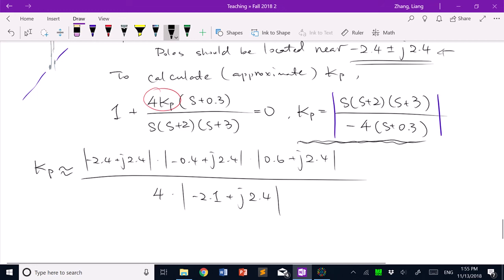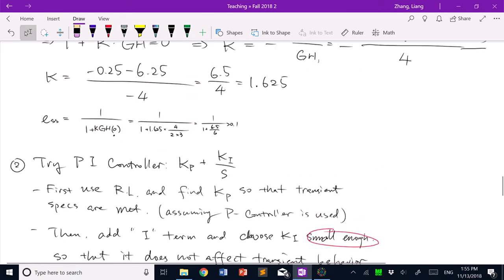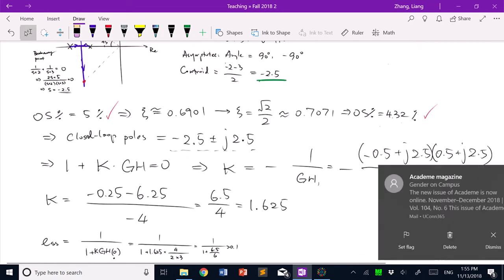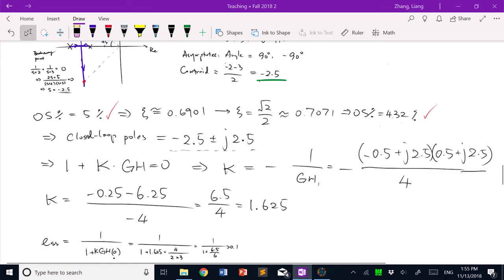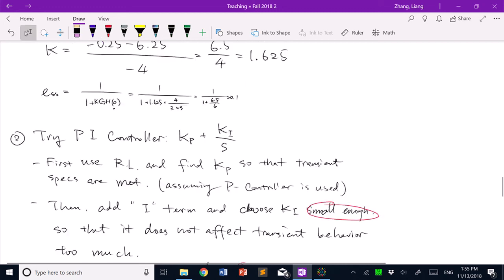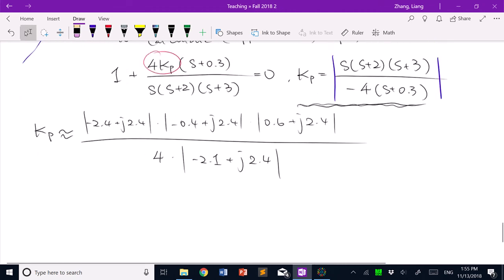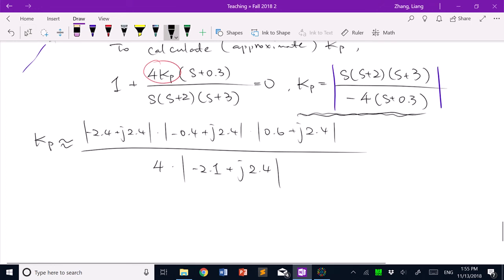But again, if you have the precise location of the poles when you plug this in, Kp will be positive, like the one we did in the P controller. This is exactly what we did. We plug in this exact location of the poles into the equation, and you have K being a real number. But when it's approximate, doing the absolute value will be the right way to do. And this would be 1.6, roughly 1.6.